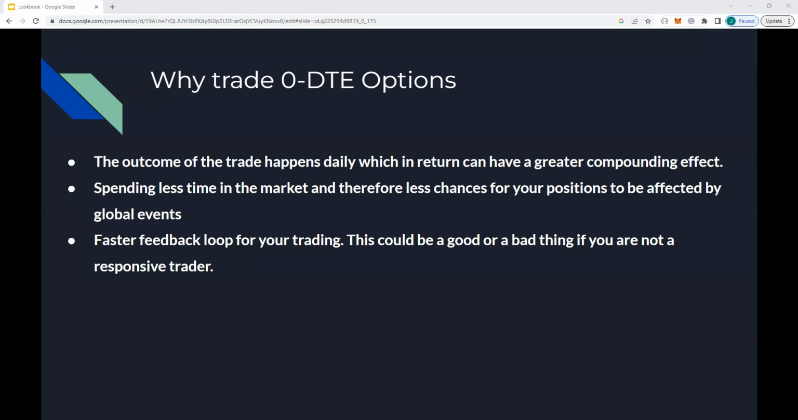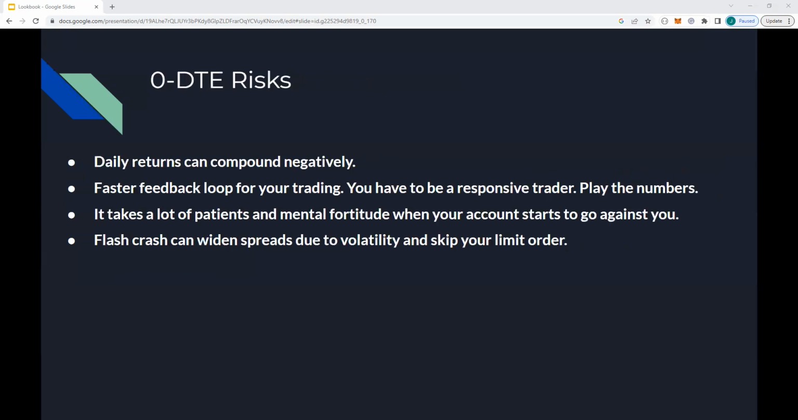There is a faster feedback loop for trading. So what I mean by this is that your trades can go against you and they can go for you really quickly. And so it's really up to you to be journaling your trades and become a responsive trader where you are adjusting your position as needed. You'll see some examples of that later on. I kind of want to bring up some strategies that didn't work for me and why they didn't work. So you'll see that in a little bit.